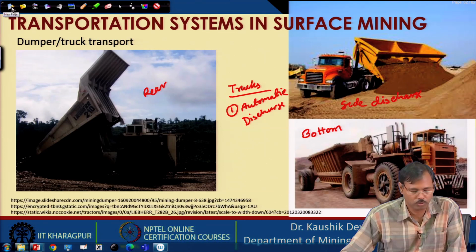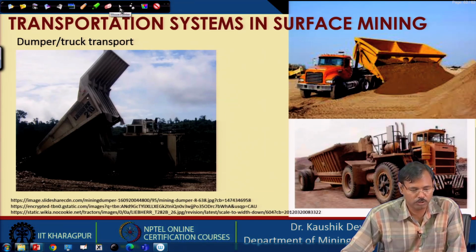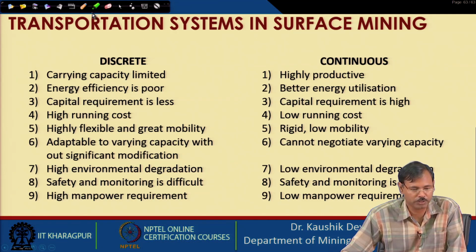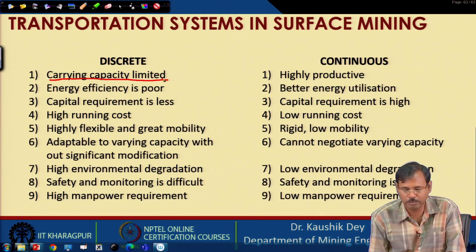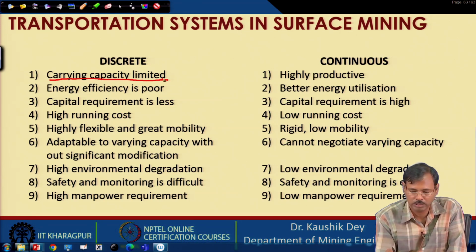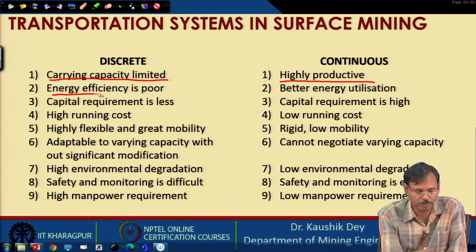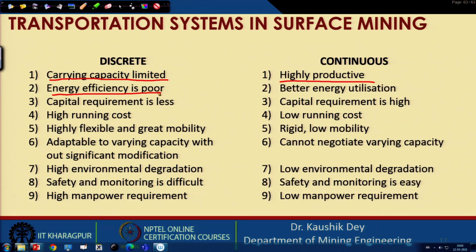Now, if you compare the discrete system and the continuous system of transportation, the discrete system carries a smaller unit with limited capacity, but it is highly productive. Energy efficiency is extremely poor for the discrete system, especially for the dumper transportation system, but it has better energy utilization.